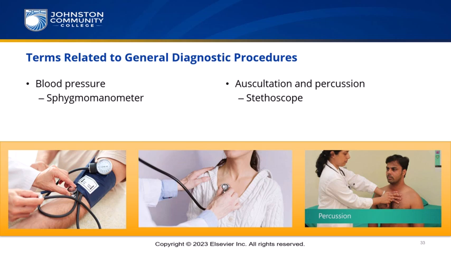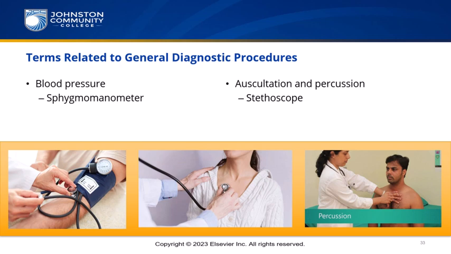Blood pressure is the measure of systolic pressure over diastolic pressure. The instrument used for this measure is a sphygmomanometer, literally an instrument to measure. Remember, meter is our suffix for measure. Sphygmo means pulse, and pressure is mano.